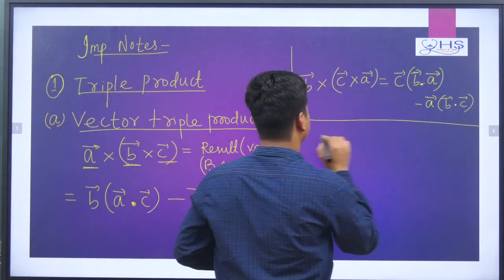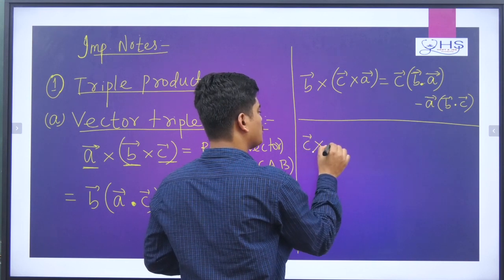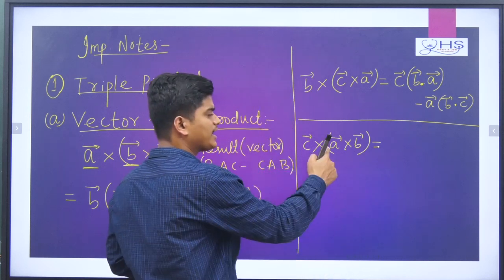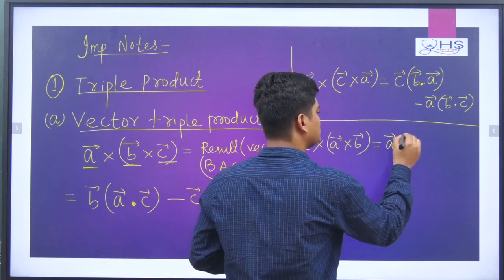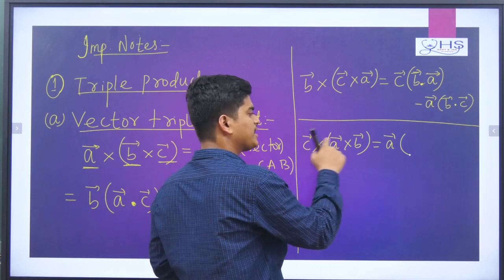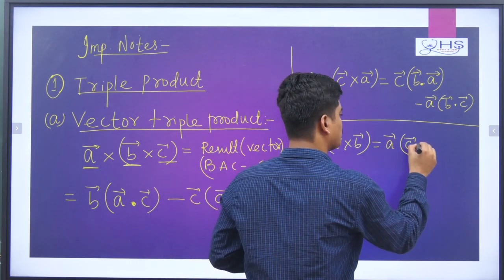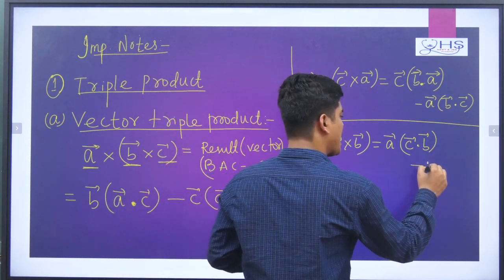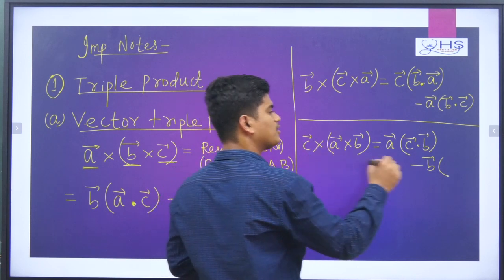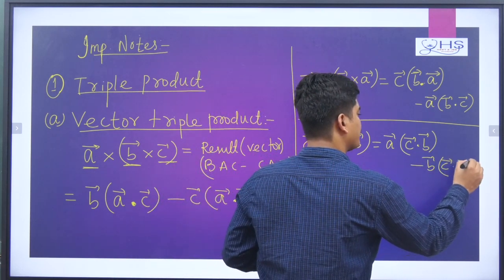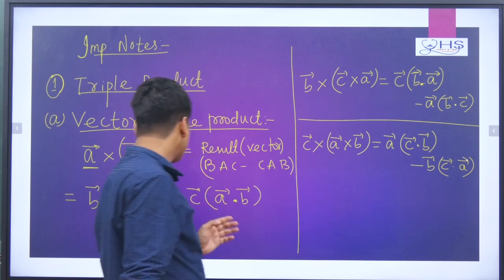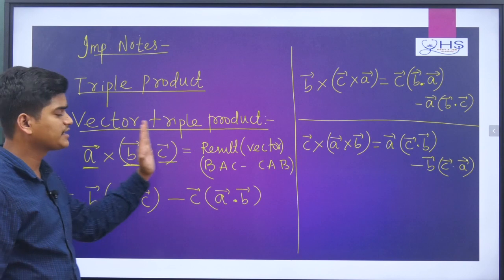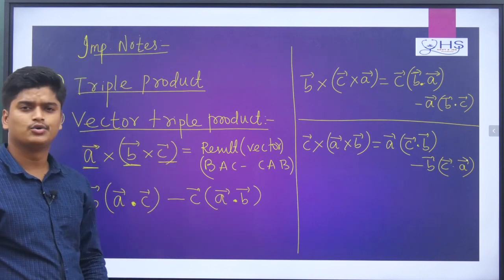Similarly, we have to find C vector cross A vector cross B vector. Then what I'll get? I'll take the middle vector first, that is A vector. Then I have to multiply the first vector and third vector, so that is C vector dot B vector. Then minus, I have to take the third vector, B vector, then first vector dot second vector, which is C dot A. Okay. So you can understand it this way: with three vectors, you can apply back minus cap, or you can remember first, second and third, and accordingly do this formula.